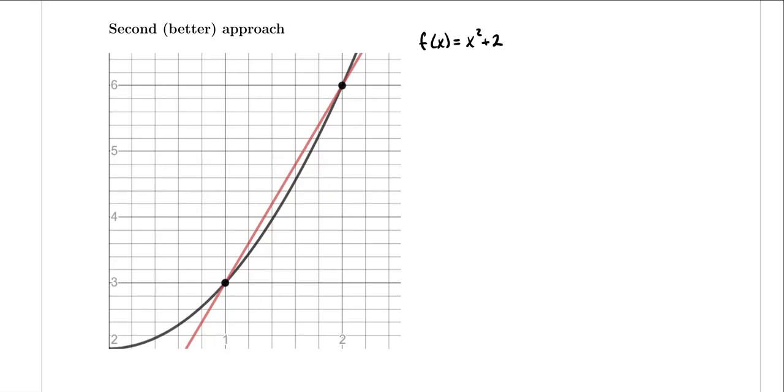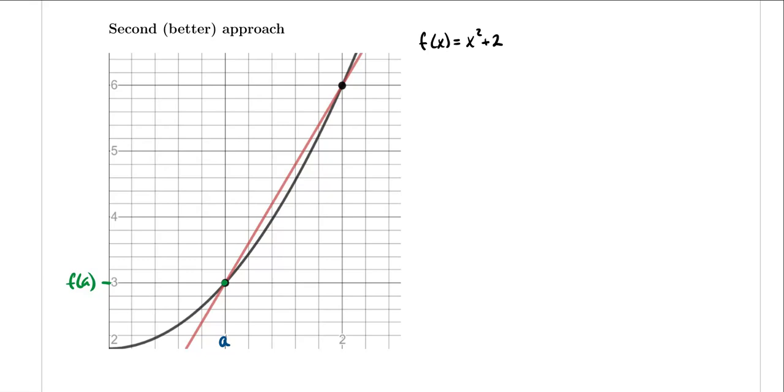So this point here, I'm going to say that it is happening at some x value equal to a. So this means then that our function value right here is f of a. Okay, perfect.